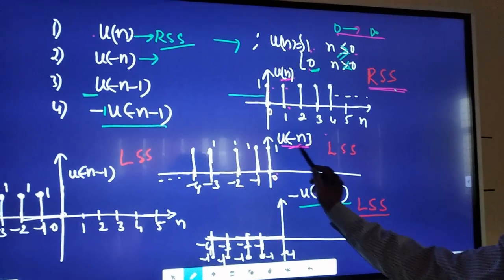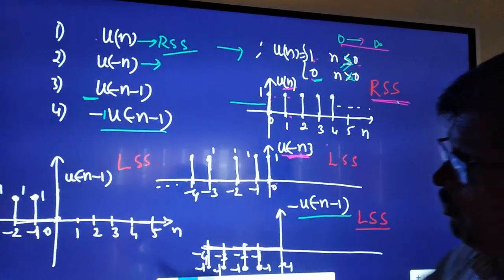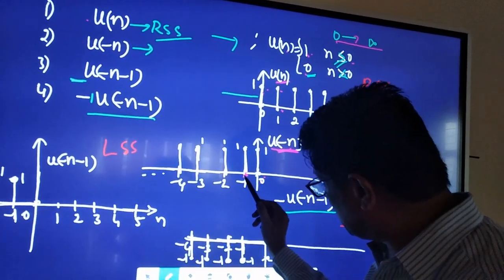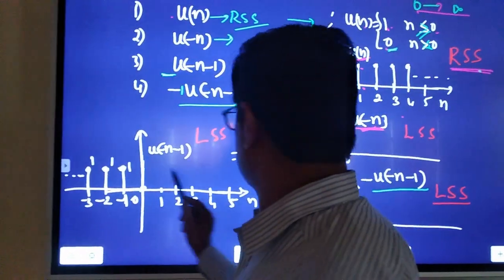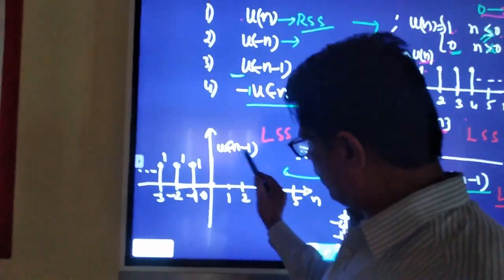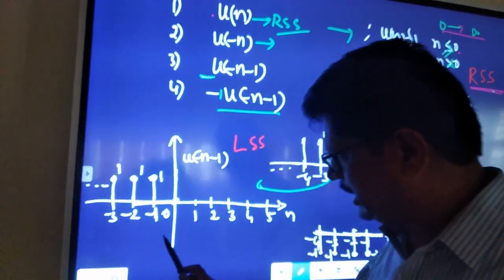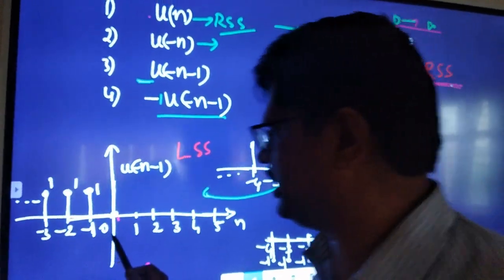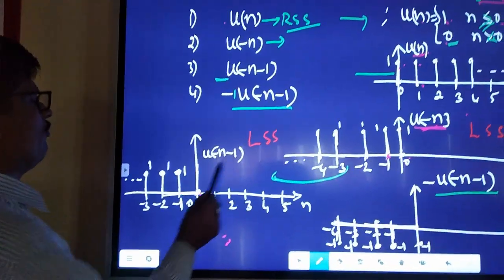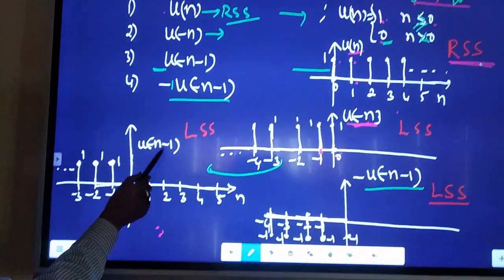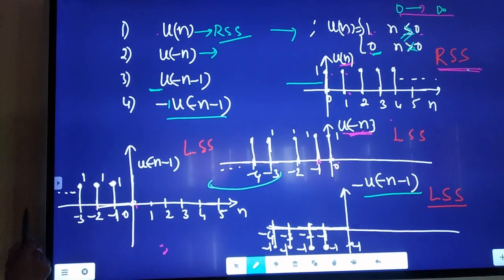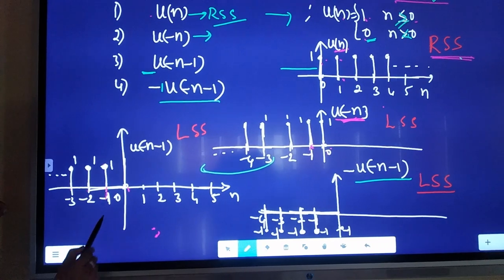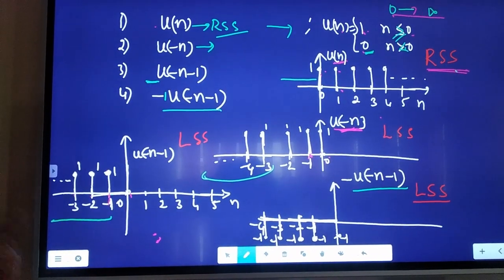At 0 it's 1, at minus 1 it's 1, minus 2, like this up to infinity it goes to 1. But what is required? It is not u of minus n that is required, it is u of minus n minus 1. That means I want the signal to start from index minus 1. That's why I am writing u of minus n minus 1. It's not starting at 0, it starts at minus 1. That's the meaning: u of minus n minus 1 has value 1 at minus 1, minus 2, minus 3 and down to minus infinity. That means the summation goes from minus infinity to minus 1.